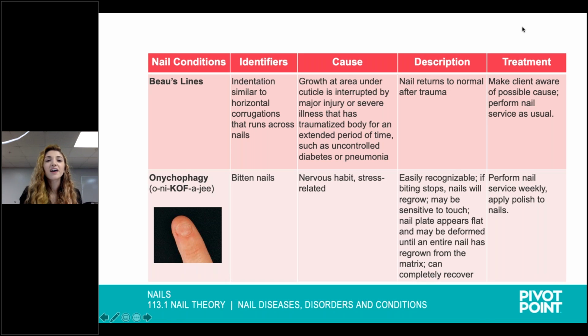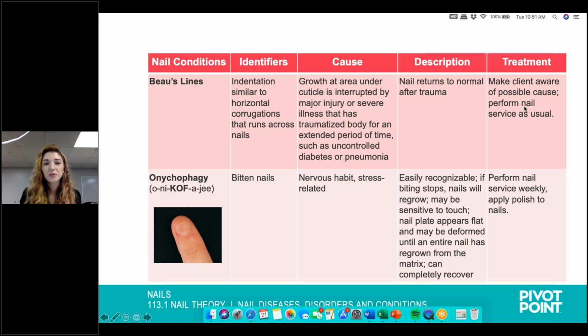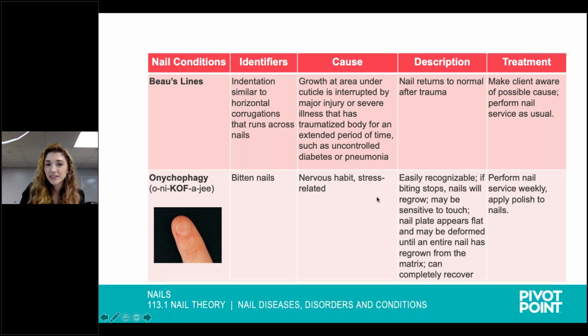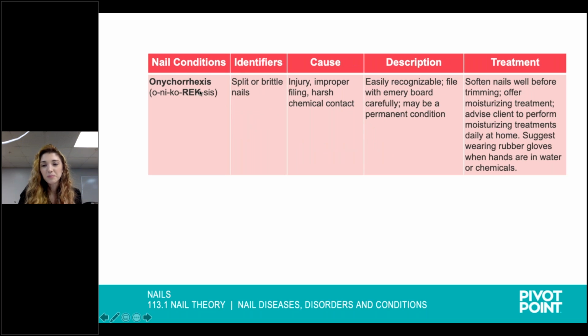All right, and then we have onychorrhexis, which is split or brittle nails. Yucky. So injury, improper filing, harsh chemical contact. So this is every time we get our acrylics taken off after we've had them for a long time, we have this. We are suffering from onychorrhexis. We've got those split, brittle nails.